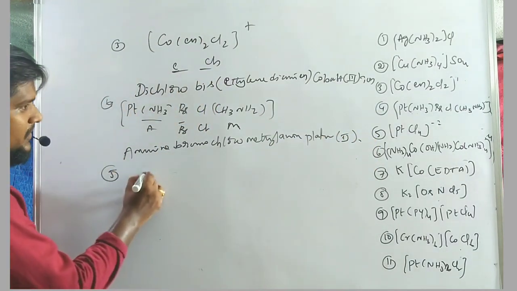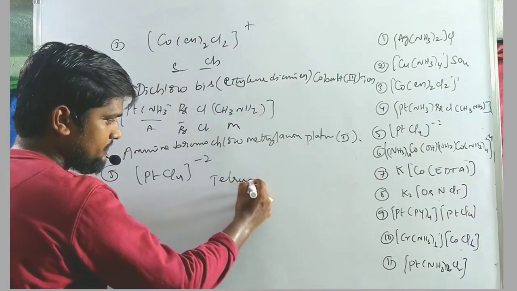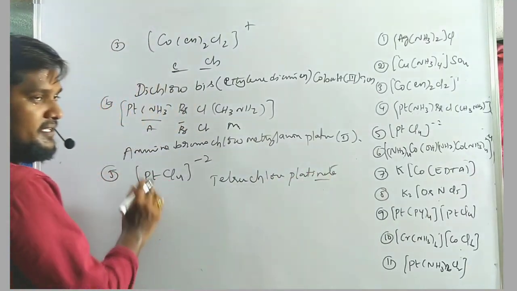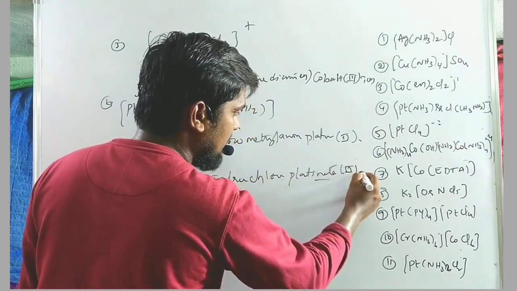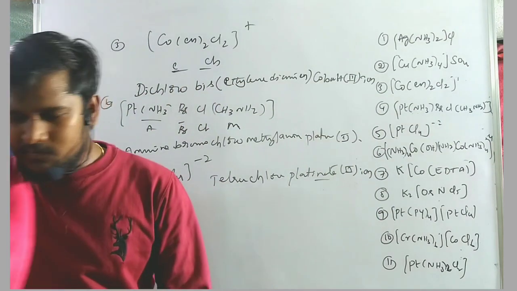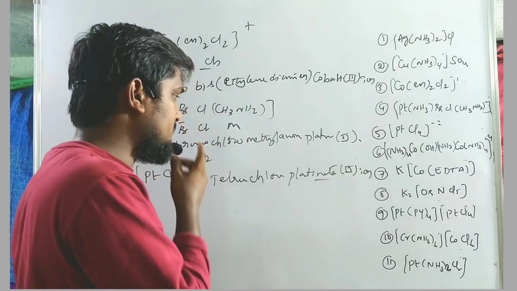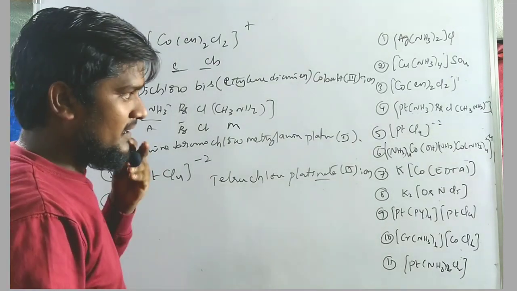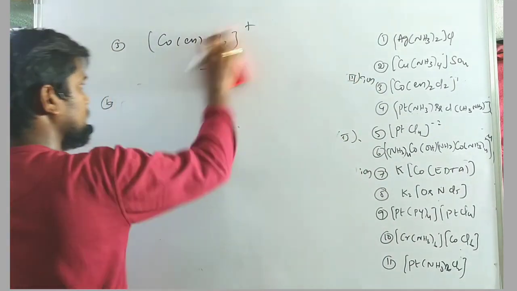Now the fifth example is [PtCl4]2−. Here tetrachloroplatinate, here it ends with 'ate'. Why? Because the complex has a negative charge. Here ion, by using the seventh rule. Now the next one, the sixth one, I think it is a bridged complex. I will write the complex clearly and write the nomenclature.